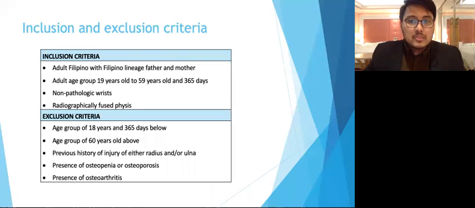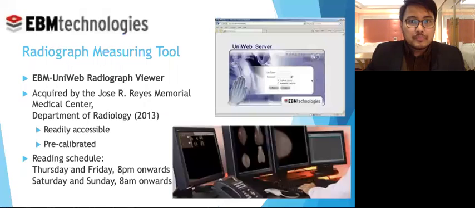Inclusion criteria consisted of adult Filipinos aged 19 to 59 years old, so their radiographs should be of non-pathologic wrists. So this would mean no previous fracture, no dislocations, no osteopenia, nor osteoporosis. To standardize my data acquisition, the EBM UniWeb Viewer program was used at the JRRMMC Department of Radiology X-ray Reading Computer. So this was a single observer setup with only one computer used for all measurements.